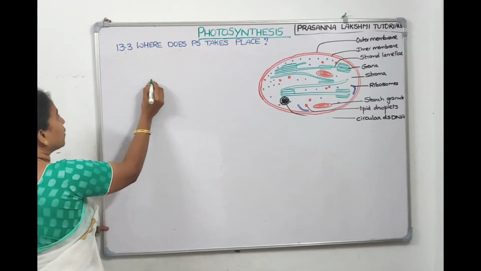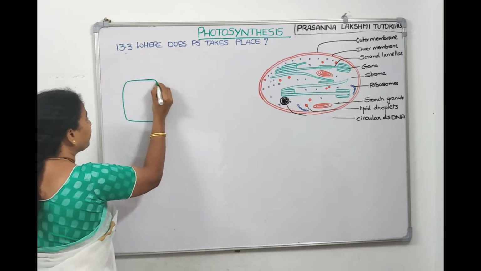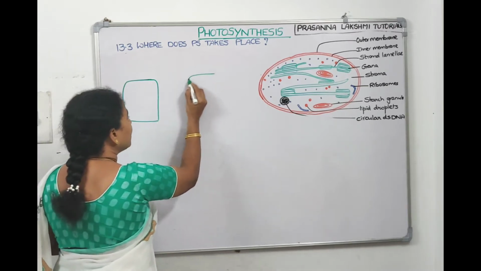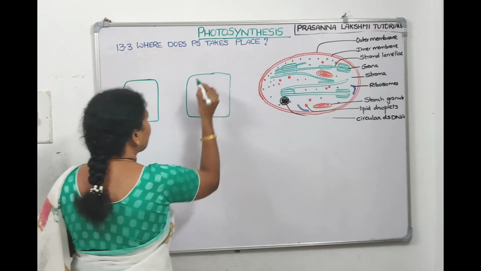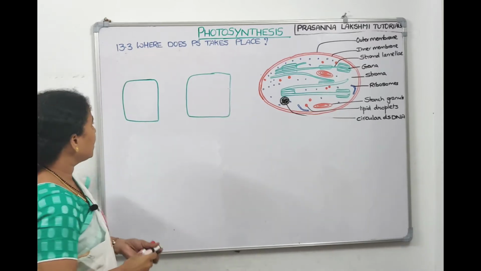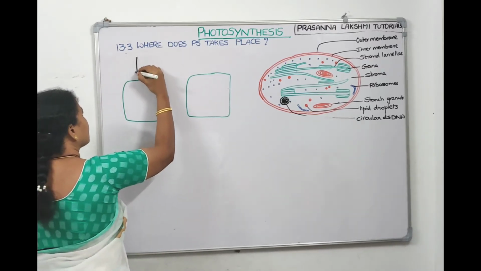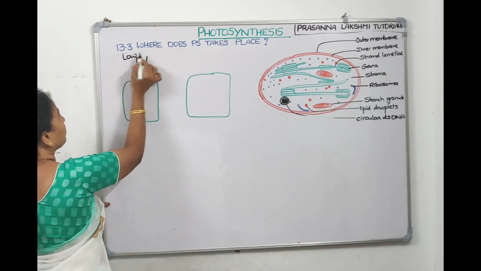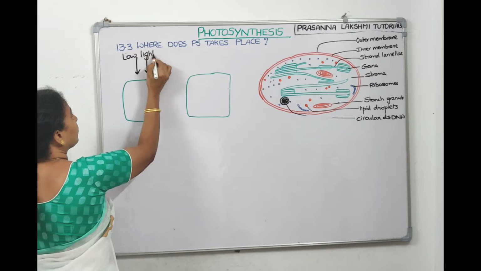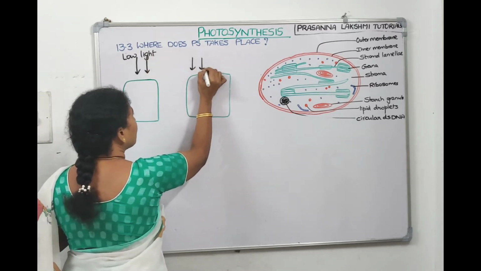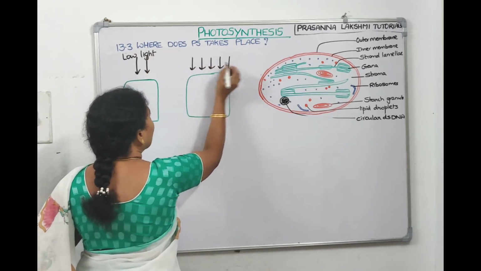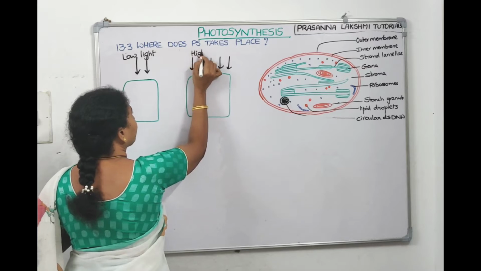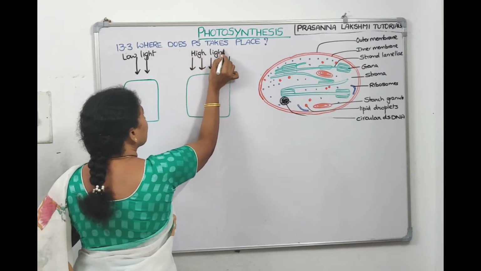Let us see that first. We will draw one mesophyll cell here, and similarly we'll draw another mesophyll cell here, and then the light intensity to the mesophyll cell will be like this. We're drawing two arrows here, meaning it is low light intensity. And let us show many arrows here, telling that it is high light intensity.